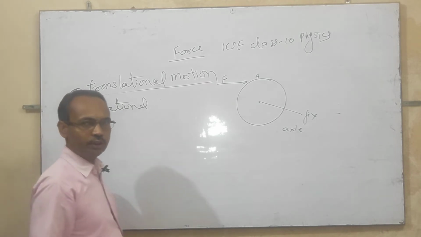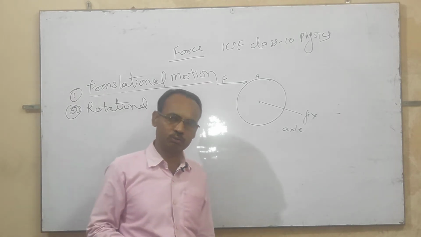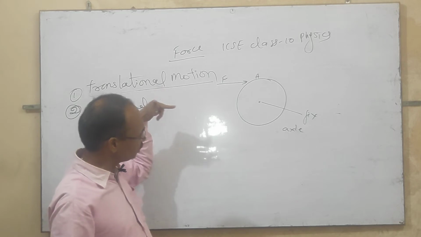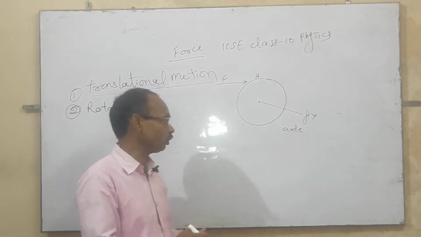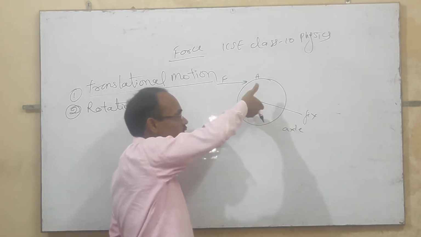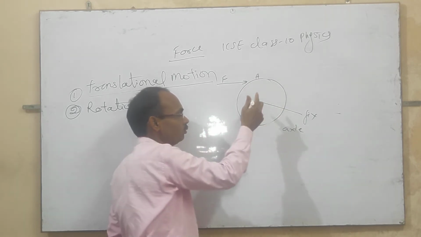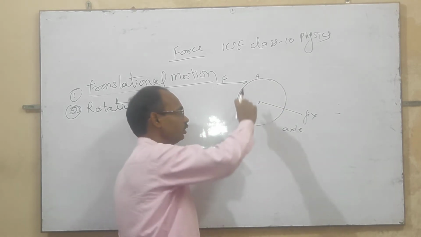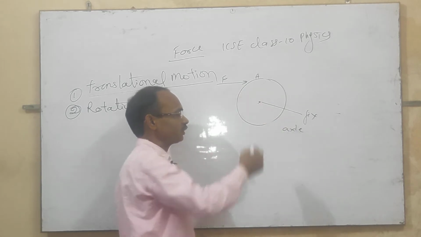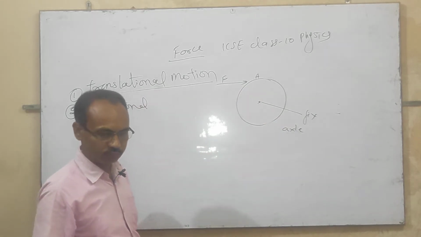There is a difference between rotational motion and translational motion. Translational motion is straight line motion, while rotational motion is motion about a fixed point, and this fixed point is known as the axle or axis.